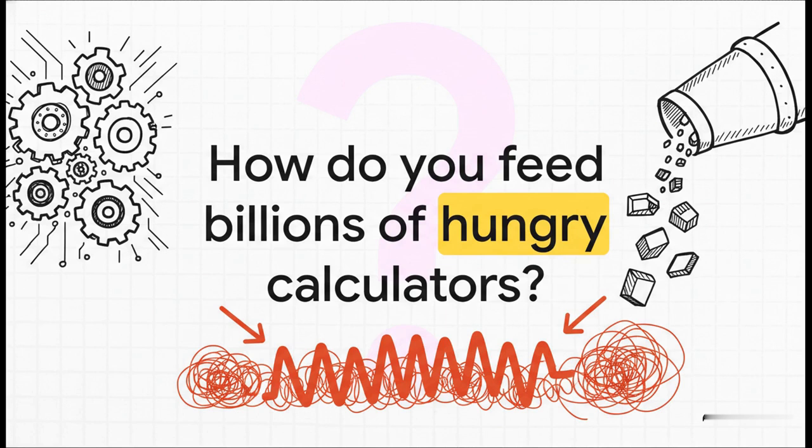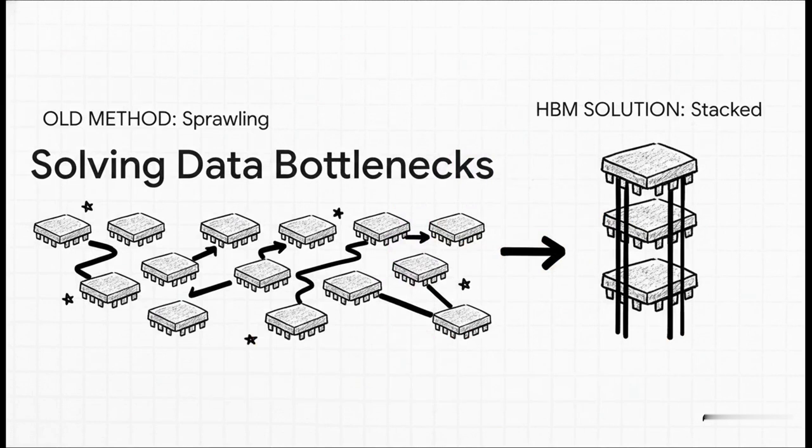This is the infamous memory bottleneck, and it's a huge hurdle. But the solutions engineers have come up with are just genius. For example, instead of laying memory chips out side by side, high bandwidth memory, or HBM, stacks them on top of each other, vertically. They're connected by these microscopic tunnels called through silicon vias that create these super short, ultra-fast data highways straight into the processor. It's basically like building skyscrapers instead of a sprawling city to make the commute instant.